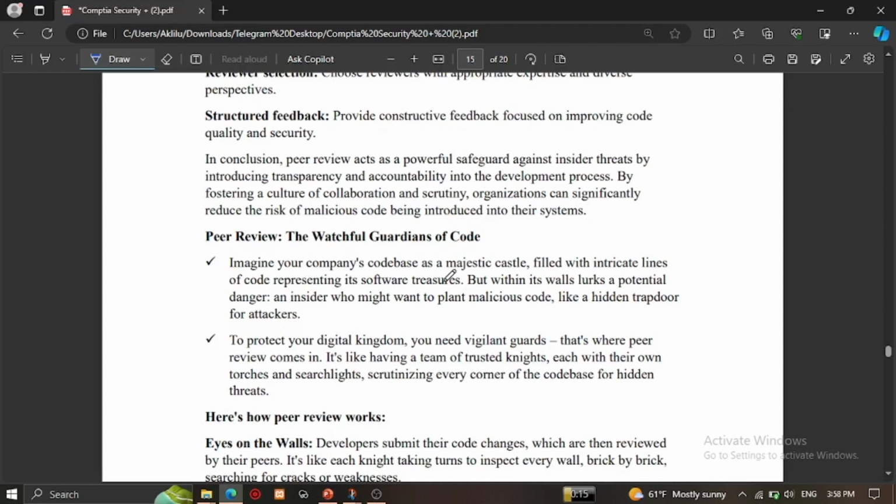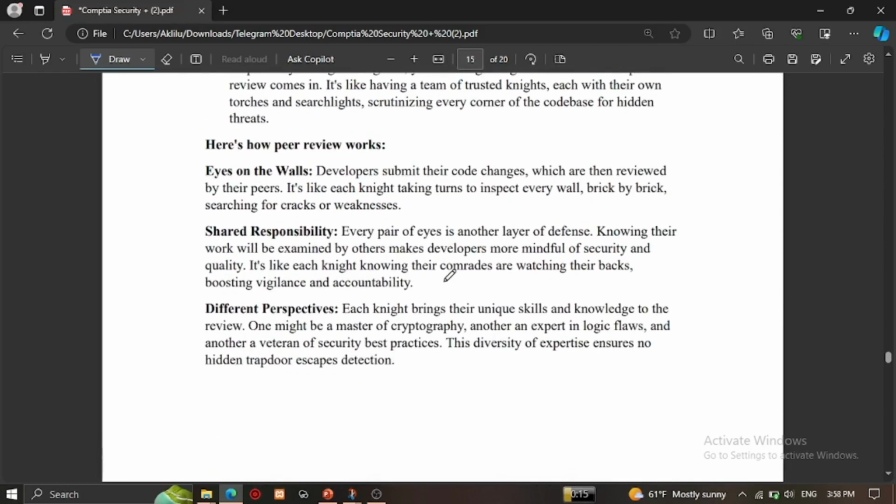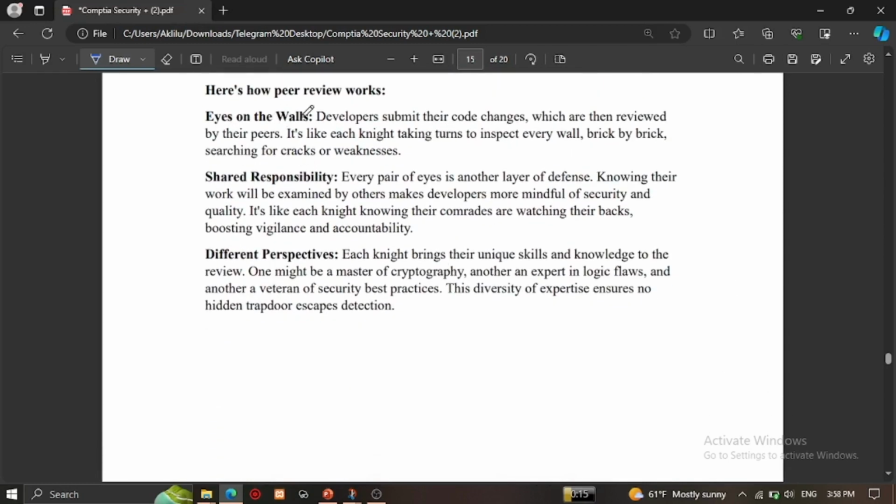So how does peer review work? Let me see. On the whole, developers submit their code changes, which are then reviewed by their peers. It's like taking turns to inspect every wall brick by brick, searching for cracks or weaknesses. As we see already, it's a shared responsibility. Every pair of eyes is another layer of defense.